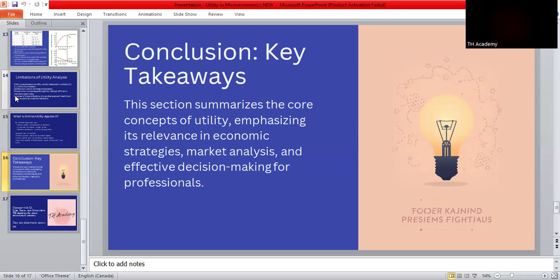Understanding utility is important because it helps explain consumer choices, market behavior, and how to make smart decisions with limited resources. So, in short, utility concepts are fundamental in economics and are useful for both students and professionals to understand how people make choices.